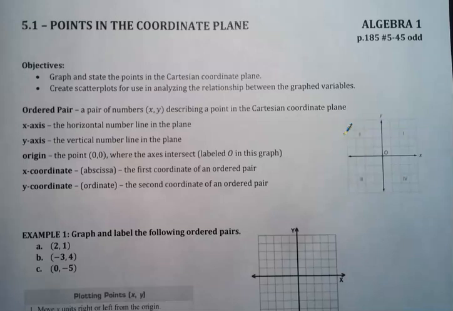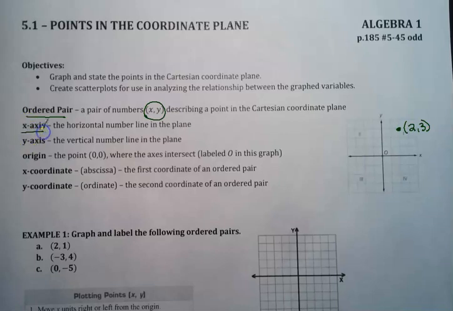All right, so some vocabulary we need to get out of the way that, again, you should be familiar with. So first we have the ordered pair. It's a pair of numbers. It's always written as x comma y, describing a point in the Cartesian coordinate plane. So if we wanted to go over 2 and up 3, 1, 2, 3, we would write this as 2 comma 3 as our ordered pair.